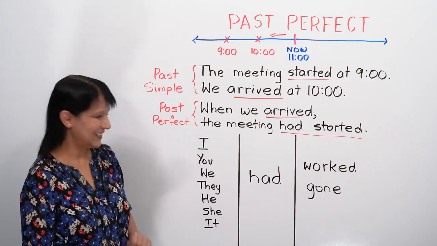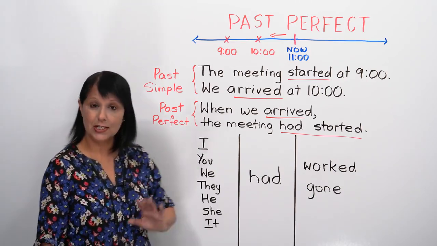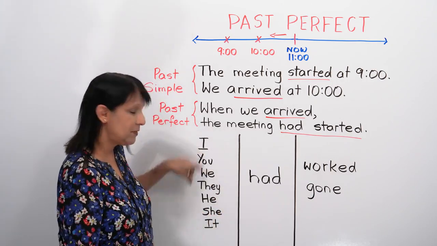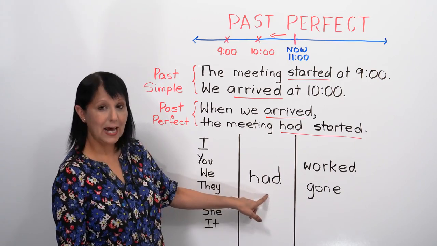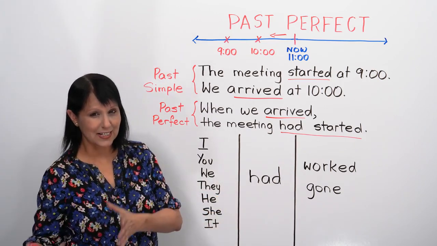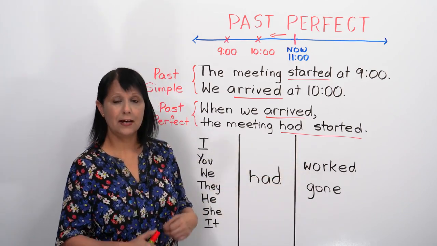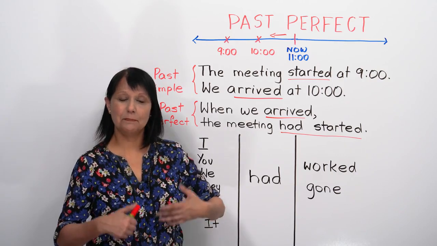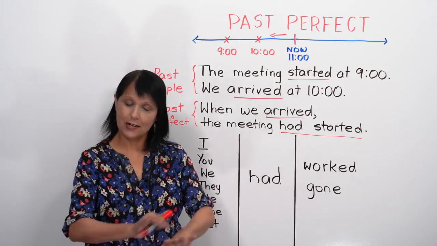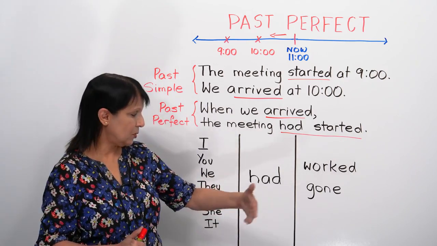It's easy. So we have the subject, I, you, we, they, he, she, it. Doesn't matter. And with all of them, you only have to learn one helping verb, had. It's the verb have in the past tense. And then to that, we add the third form of the verb, or what is called the past participle. Right now, don't worry about all that. We're going to go through all of that as we go along.